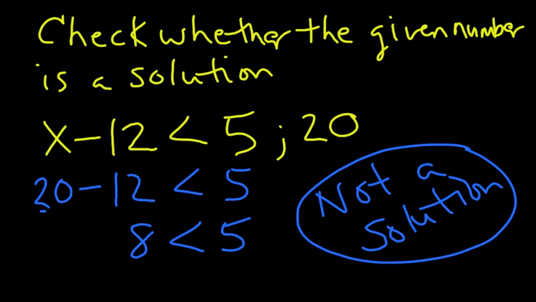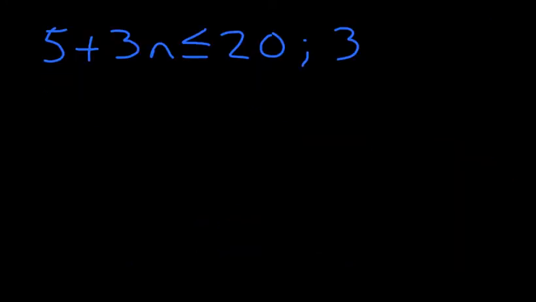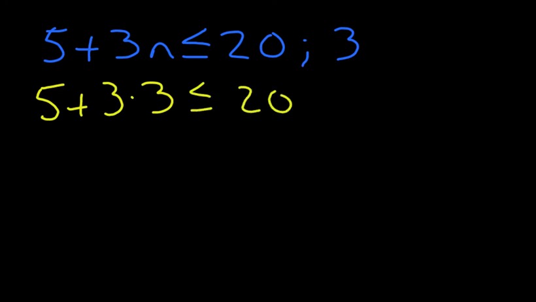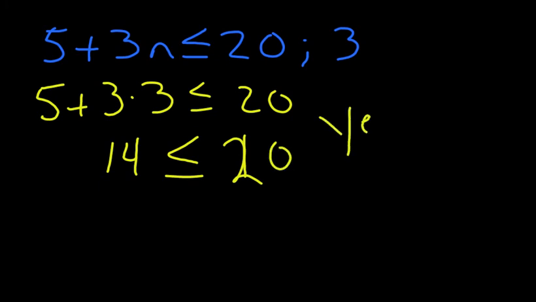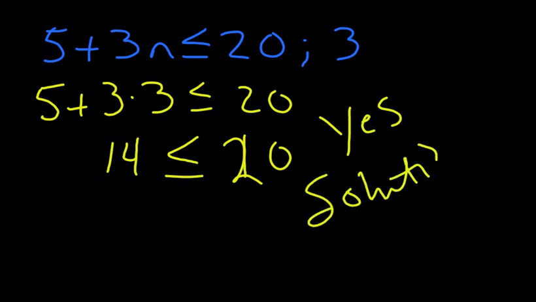Okay, here's another one. Is 3 a solution to this? Plug it in and find out. 5 plus 3 times 3 less than or equal to 20. That's 9. 9 plus 5 is 14. Is 14 less than or equal to 20? Yes, 14 is less than or equal to 20. So yes, this is a solution. Okay, that's your answer, solution.